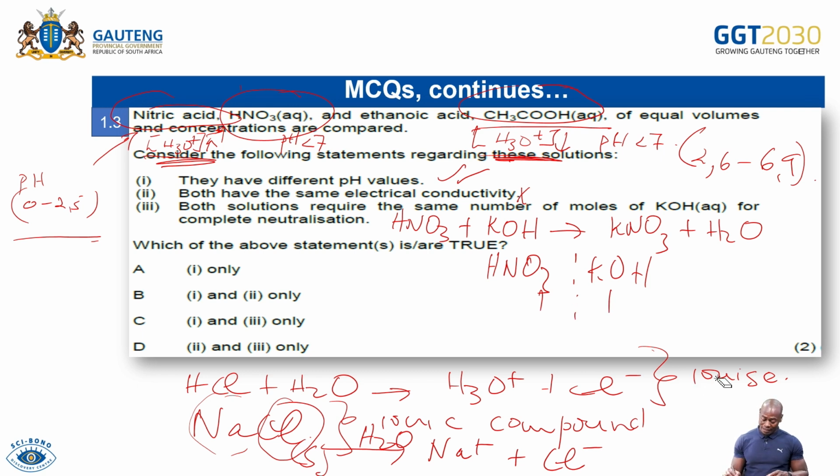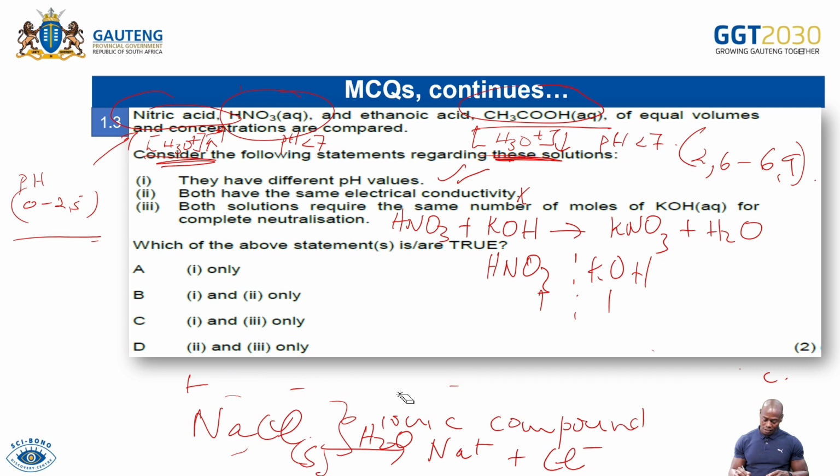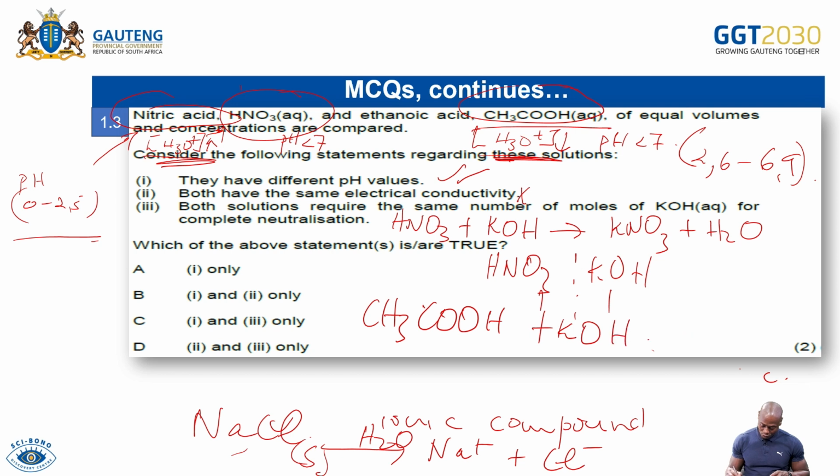So let's look at the second one now, ethanoic acid. Here I was explaining ionization. So now I'm having ethanoic acid plus potassium hydroxide. What will be produced here is potassium acetate or ethanoate, which is CH3COOK, plus H2O. Okay, so let's check if the equation is balanced.